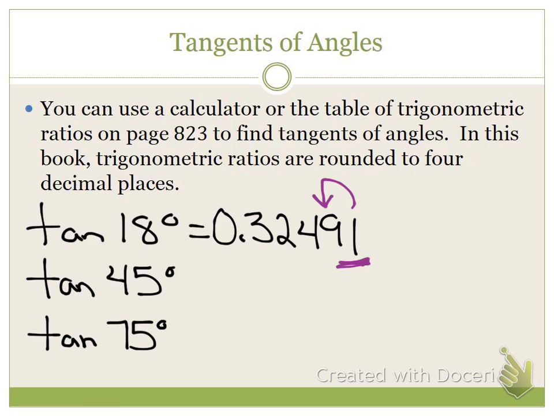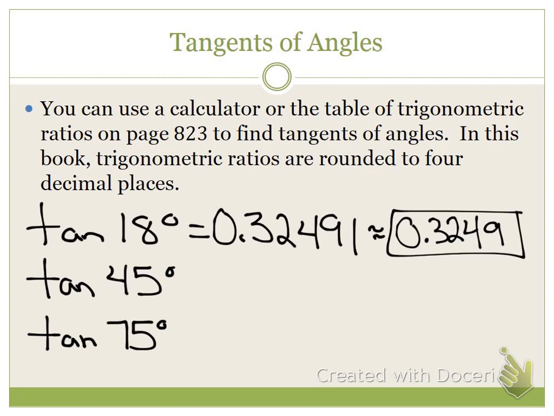It stays the same. So my answer is 0.3249. And remember, I approximate it because I did round to 4 decimal places. I want you to find tangent of 45 and 75 now. All right, guys, this is very rare for this to happen, but tangent of 45 is what? It's 1. When you hit tangent of 45 and you hit equals, you get 1.